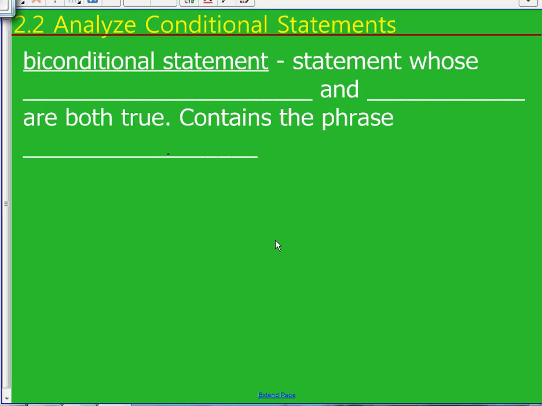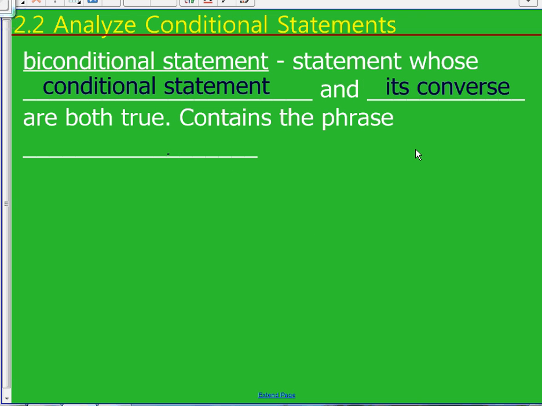Today we're going to be talking about biconditionals and definitions. Now yesterday we talked about conditional statements and their converses and truth statements. And today we're going to be going a little bit deeper with that same idea. So a biconditional statement, by definition, is a statement whose conditional statement and its converse are both true, and it contains the phrase "if and only if."